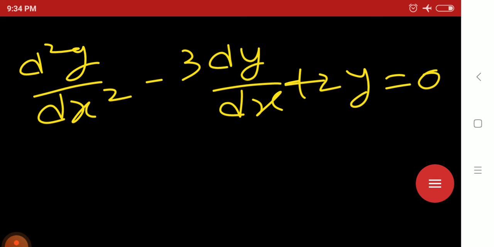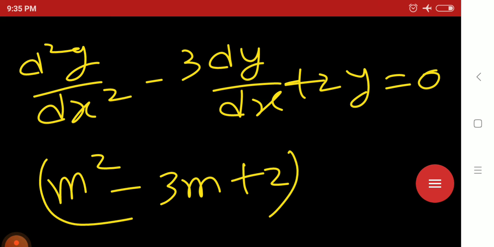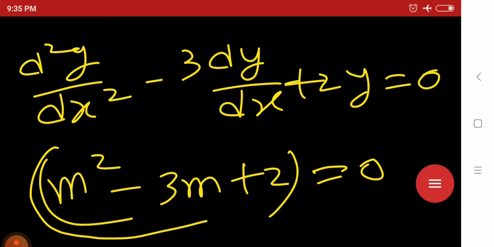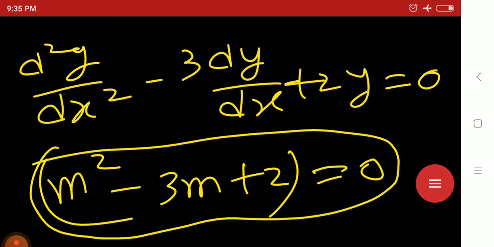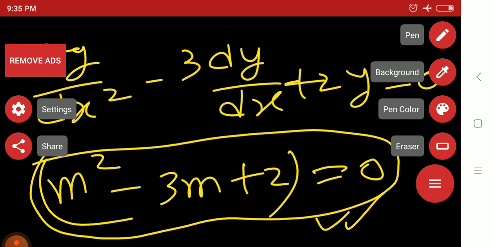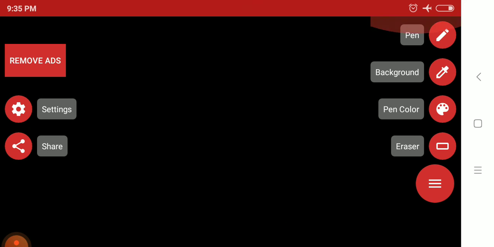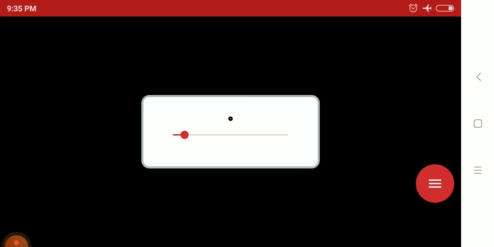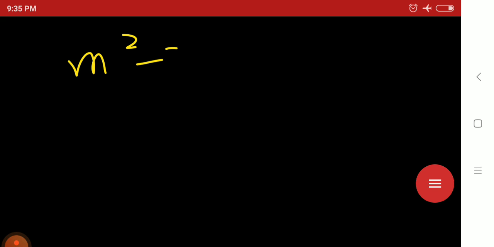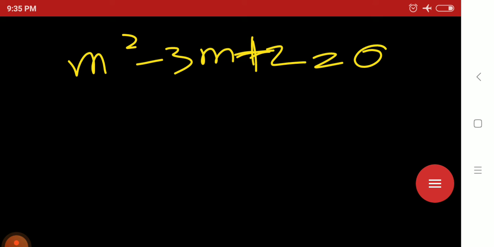So after assuming that, the second step is what? Write the auxiliary equation. Auxiliary equation is what? m square, as m square equals d2 by dx square, and d by dx is m, so m square minus 3m plus 2. This is the auxiliary equation. This is the second step. So after writing this auxiliary equation, what is the third step? Third step is to solve this auxiliary equation. We can factorize this auxiliary equation. m square minus 3m plus 2 equals 0.